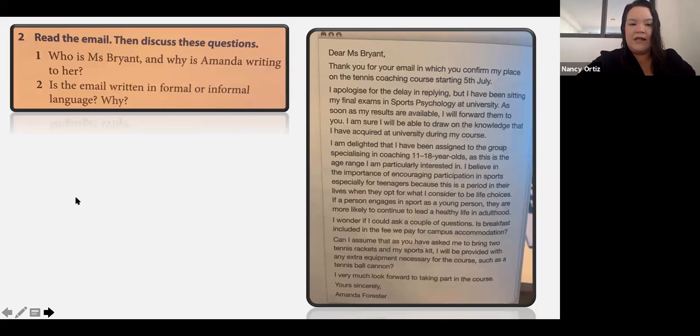Because last class, we just read the email. We decided whether the language of the email was formal or informal. Based on what you saw, you decided it was informal. No, it was formal because of the expressions she was using and because she was not using contractions. I mean, there were different features in the email.